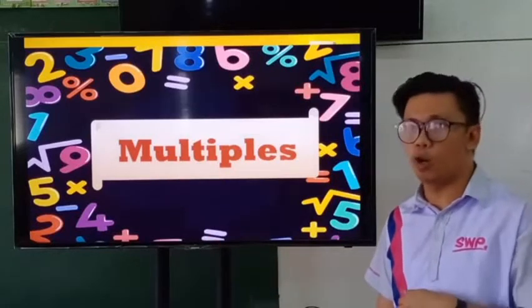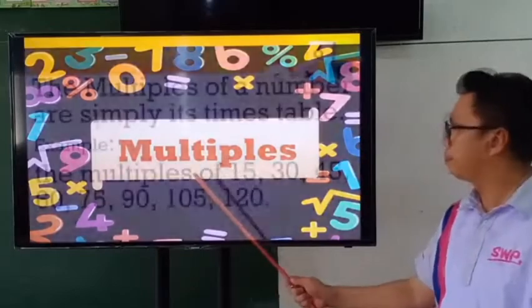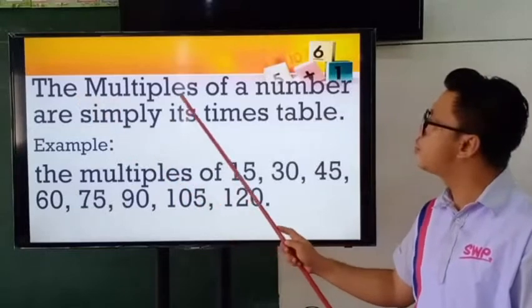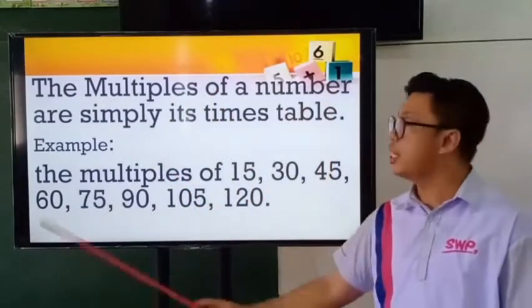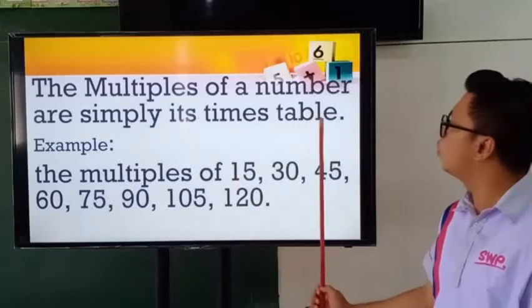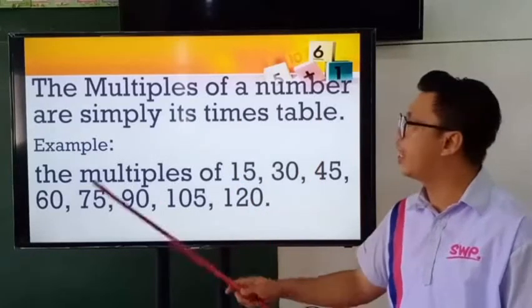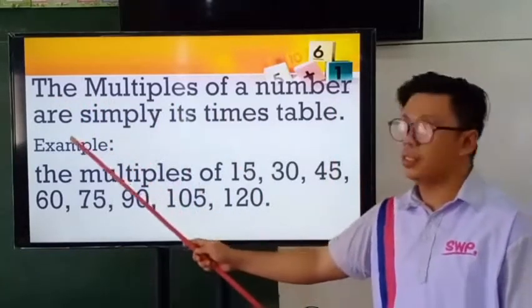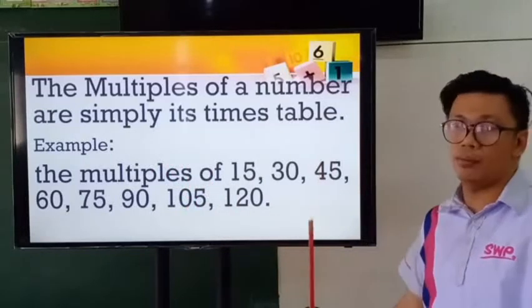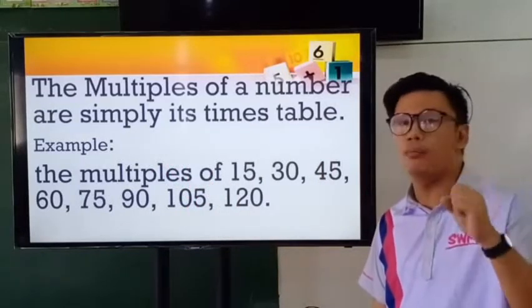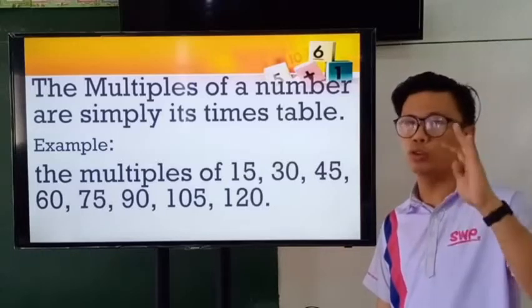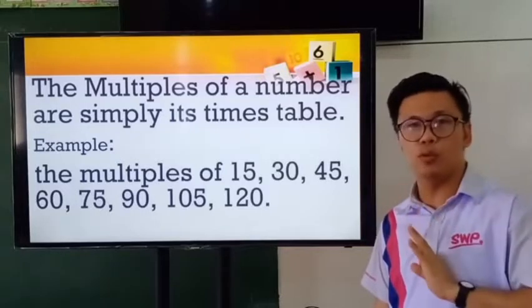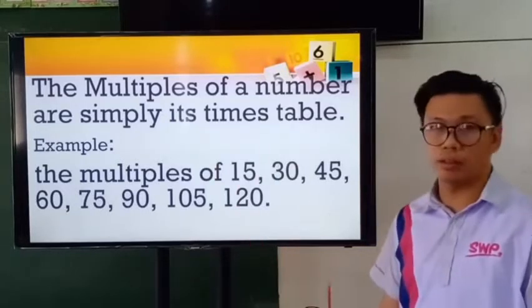Okay, now let's discuss multiple. What is that multiple? So let's start. When we say multiple, the multiples of a number are simply its times table. Again, the multiples of a number are simply its times table. What is that times table? We have 1 times 2, 2 times 2, 2 times 3, 2 times 4, 5 times 1, 5 times 2, 5 times 4. That is a times table.